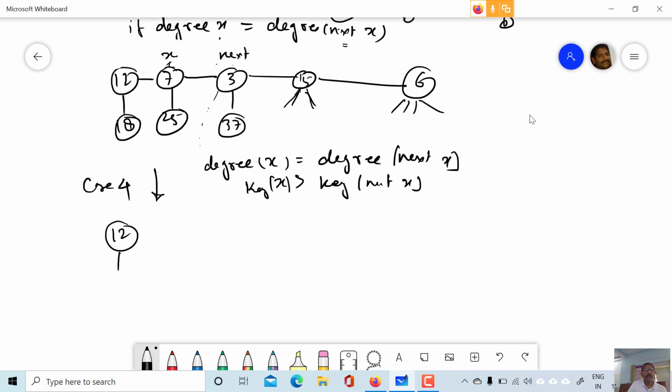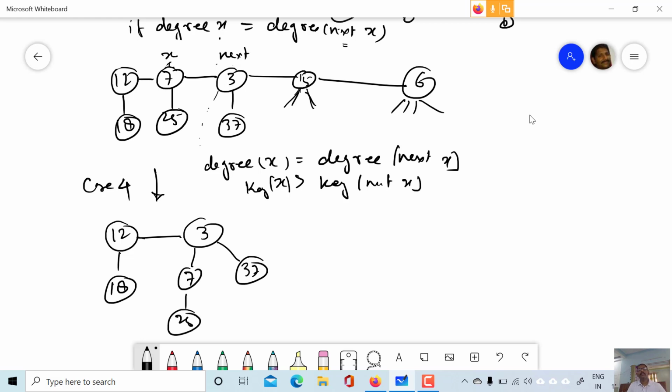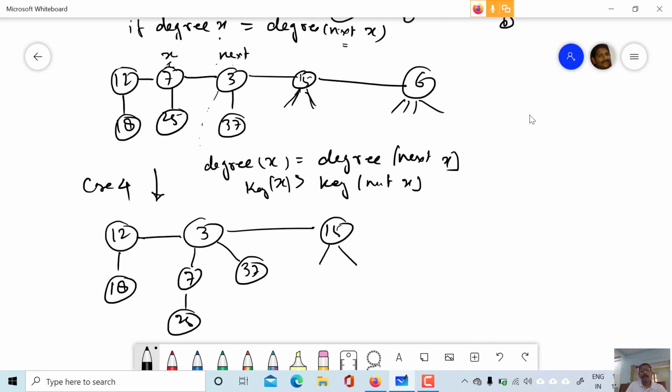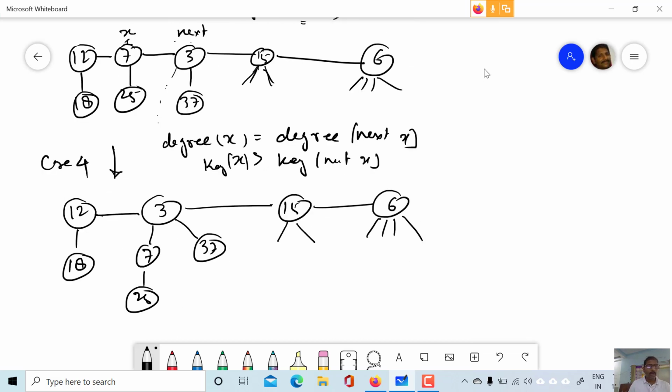So it will become 12 and 18, and after that the 3 will be here with 37, and 7 with 25 will become its child, and next is 15, next is 6. Okay, the children are 33, 28, and 41. These are the children.